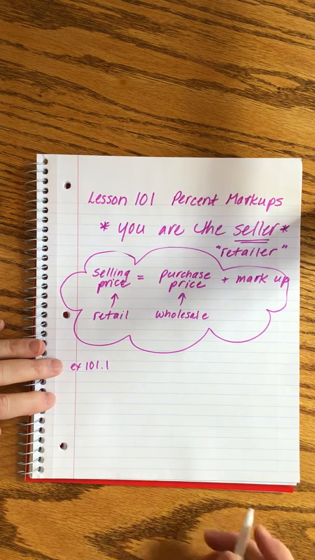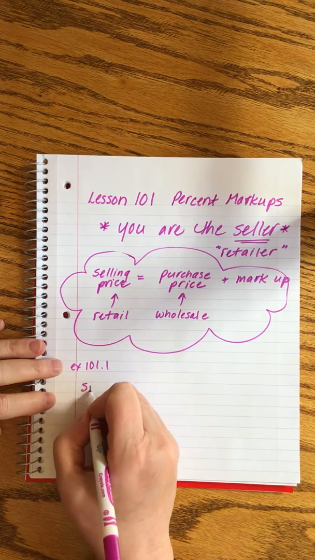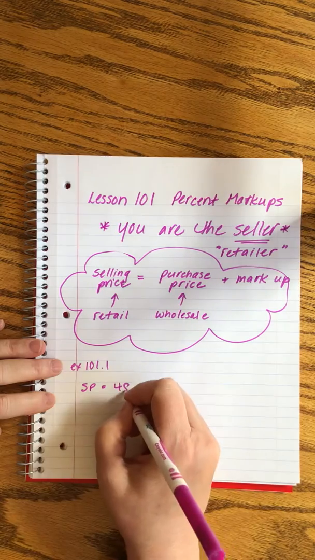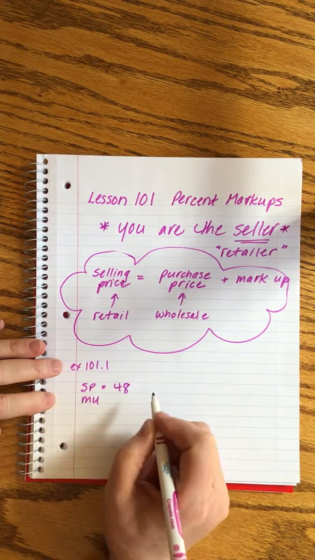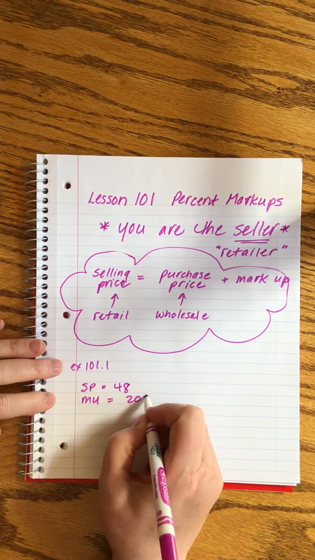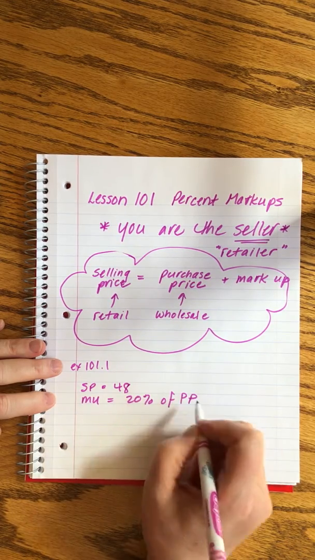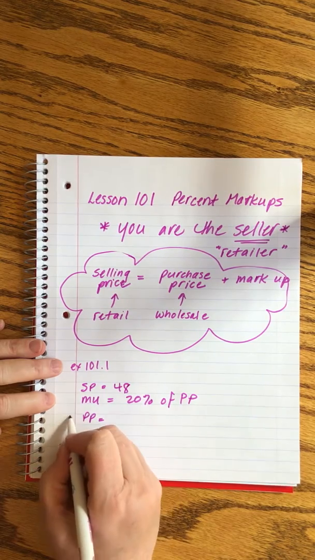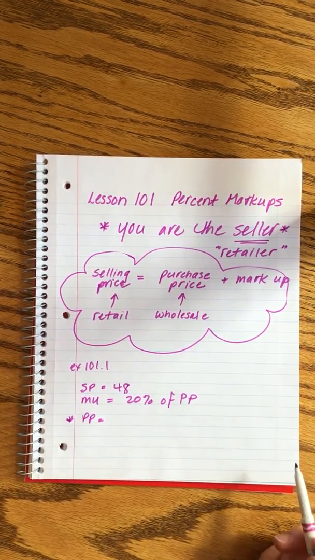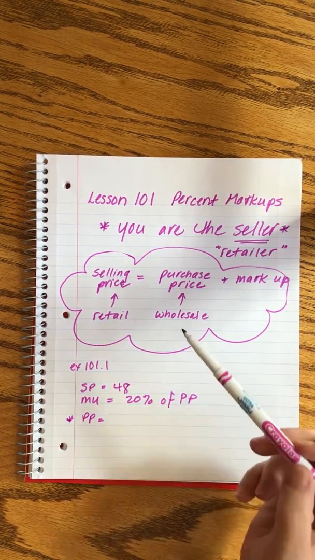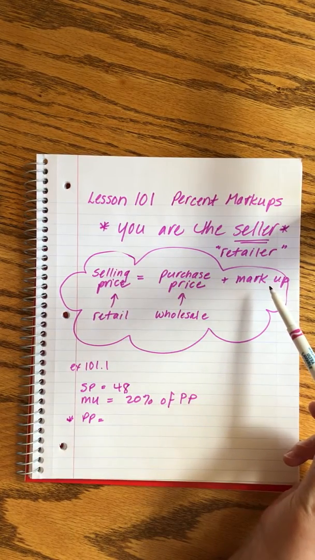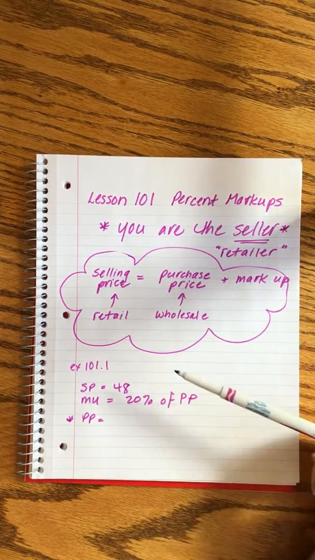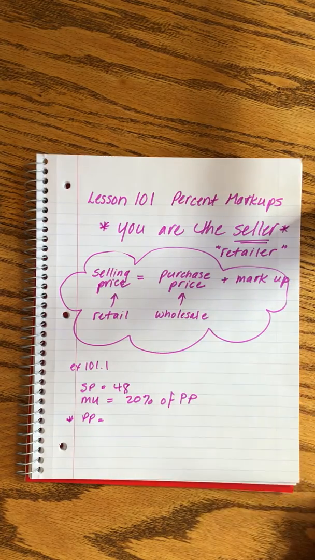Was $48. Okay, let's start a list. Selling price equals $48. If the markup was 20% of the purchase price, what was the purchase price? Okay, same format as we've used for so many other problems, you guys. We have an equation that has, in this case, 3 variables, but it has multiple variables. We're given 2 of the 3 and asked to solve for the 3rd.